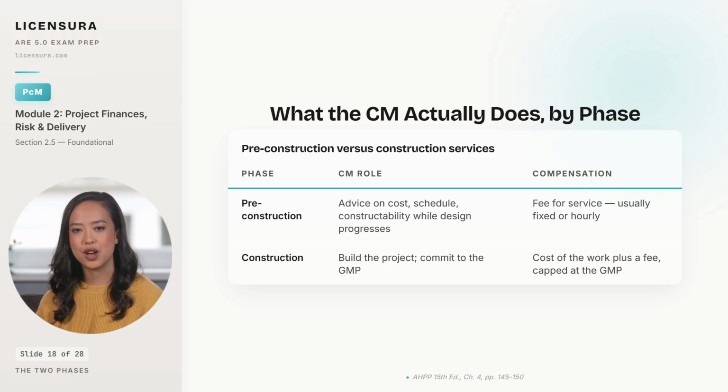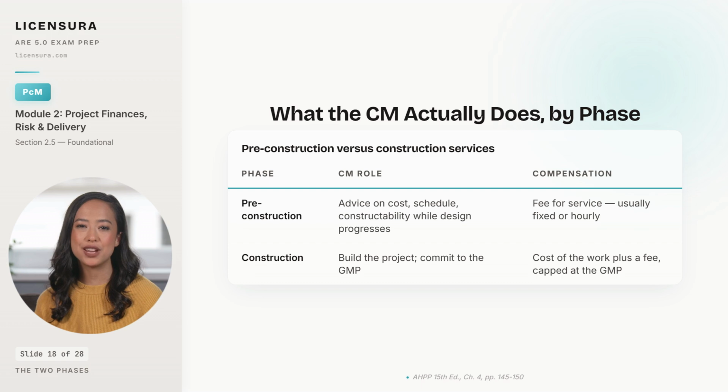CMAR is really two contracts wrapped into one engagement. In the pre-construction phase, the CM is being paid a fixed or hourly fee to sit at the design table and contribute. They tell the architect that the curtain wall detail being drawn is going to cost 3 times what the cladding budget allows. They flag that the steel package being specified is on a 16-week lead time that will not fit the schedule. They run constructability reviews and price the drawings at progressively more detailed milestones. That work happens before any commitment to actually build, and the owner pays for it as an advisory service.